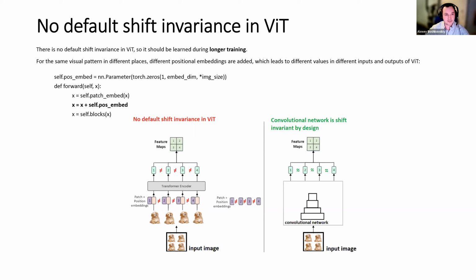And in this case, we need to train ViT, so it should be learned during longer training. This shift invariance should be learned, and that's why it requires longer training, because it doesn't have inductive bias.